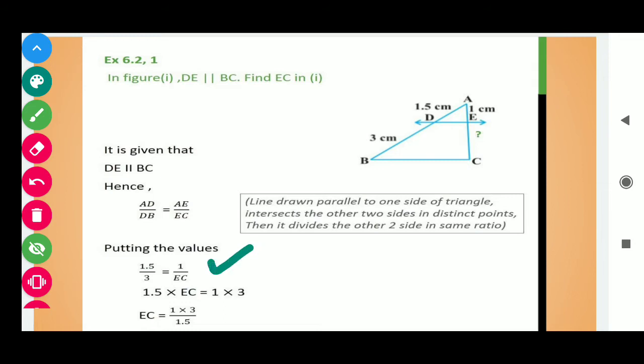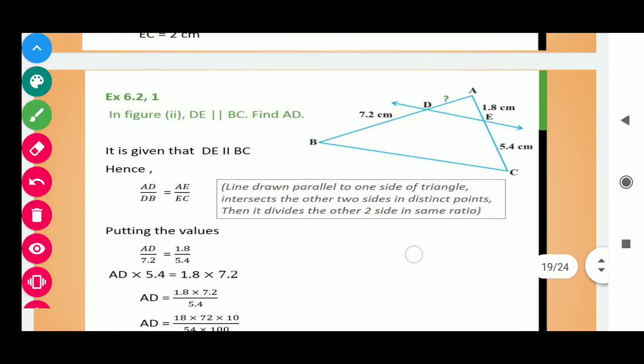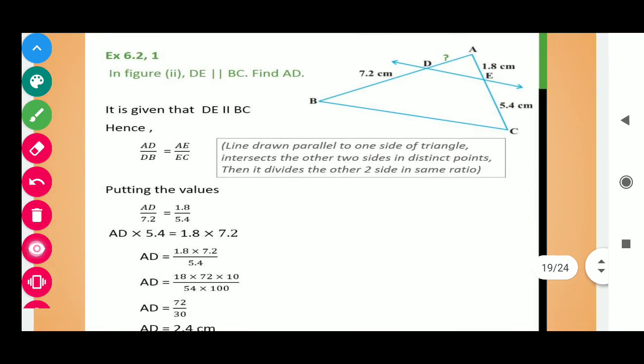By doing cross multiplication, we get 1.5 into EC is equal to 1 into 3. And students, you can see here 3 over 1.5. So we get the answer EC is equal to 2 centimeter. And students, here we have the next question, a similar question.